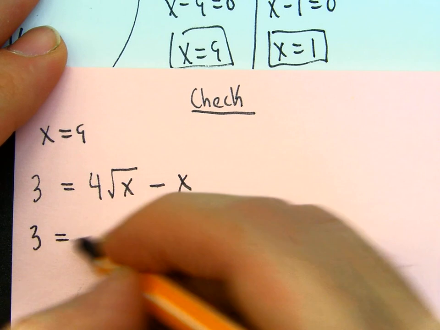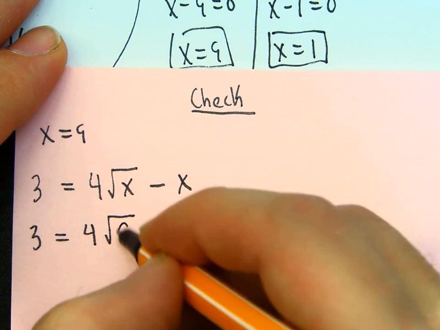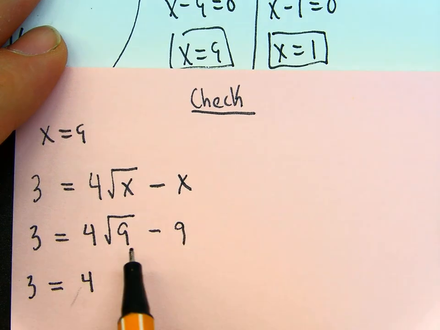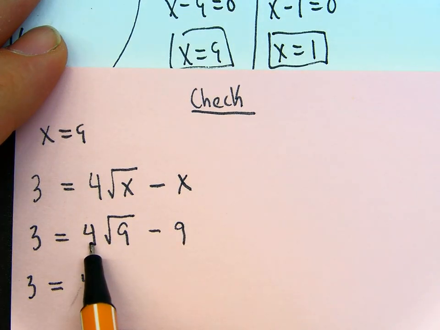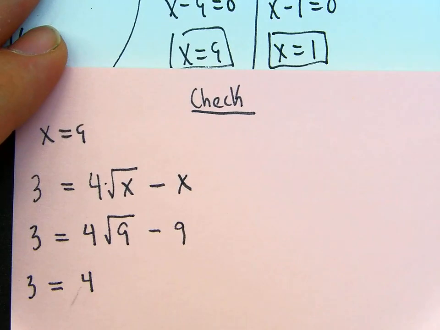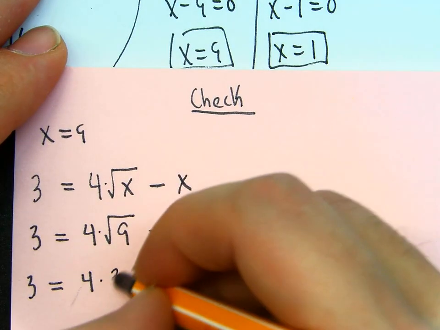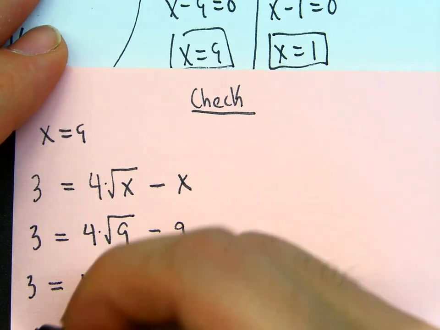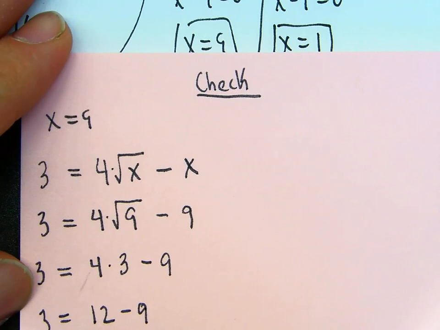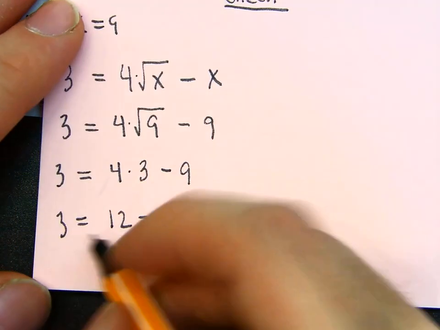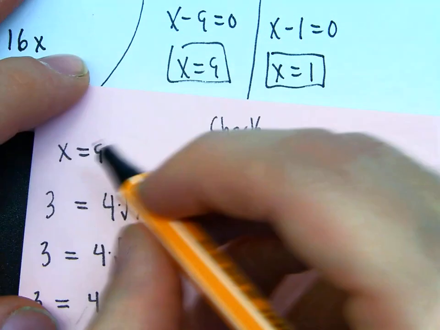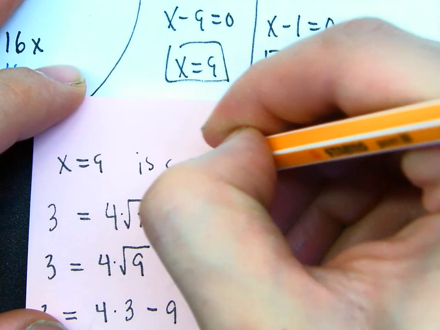So this is 3 equals 4 times the square root of 9 minus 9. Now here, how do you simplify this? This is 4. And what is the 4 doing to the radical x? It's multiplying. So now here, this becomes 4 times 3 minus 9. So this is 3 is equal to 12 minus 9. And is 12 minus 9 equal to 3? And that's true. We have 3 equals 3. Okay, so this works. X equals 9 is a solution.